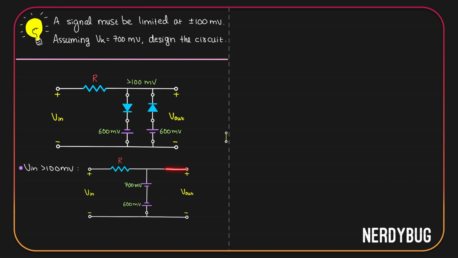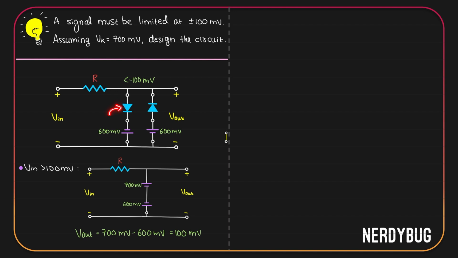Now the output is taken directly across these two cells. We have positive 700 millivolt and negative 600 millivolt. So output voltage is going to be 700 minus 600, that is 100 millivolt. Now let us see what happens if we get a potential over here that is less than minus 100 millivolt.